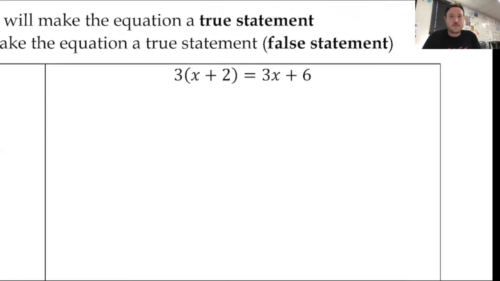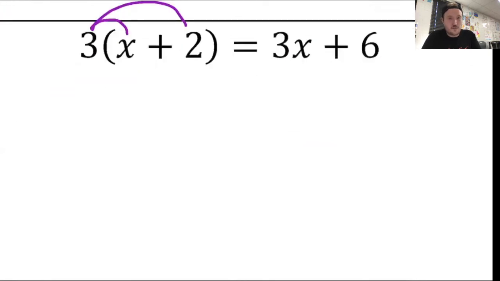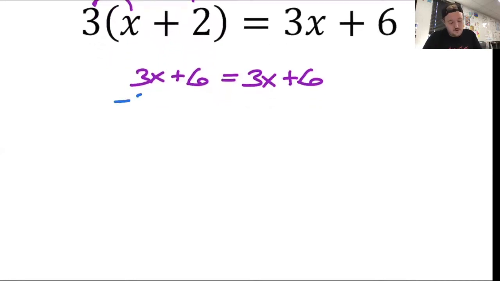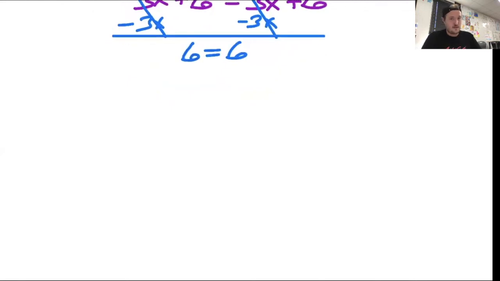All right, next one. So once again, we're bringing back the distributive property. All right, distribute. So 3 times x and 3 times 2. So you're going to get 3x plus 6 equals 3x plus 6. So what do you notice? They're the same on both sides. So whenever they're the same on both sides, still got to get rid of the variables. So you're going to have 6 equals 6. The x's zero out. So in this case, 6 is actually equal to 6. So this is true.